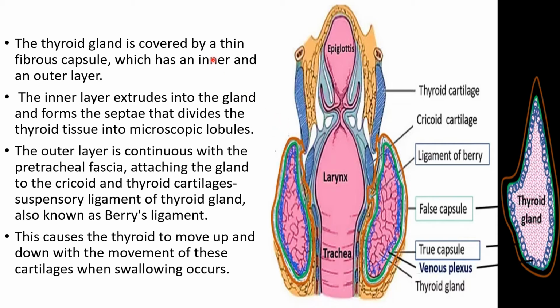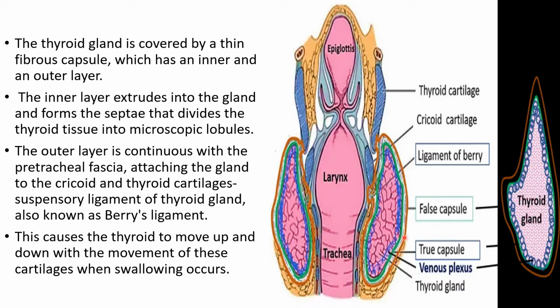About the microscopic structure, each thyroid gland is covered by a capsule. The capsule has two layers, an outer layer and an inner layer. The inner layer is the true capsule, the outer layer is the false capsule. The true capsule extends into the thyroid gland as septa to divide the gland into microscopic lobules.